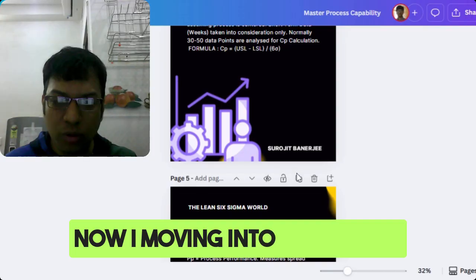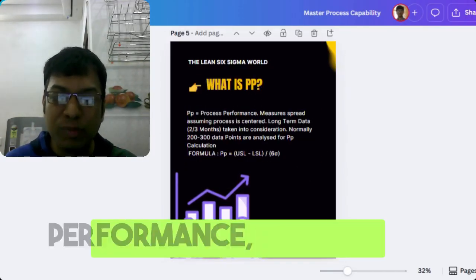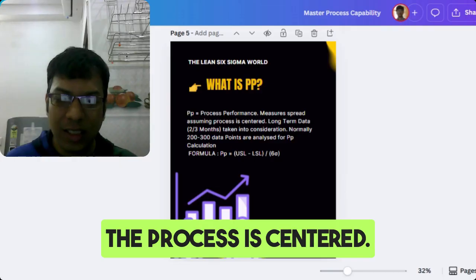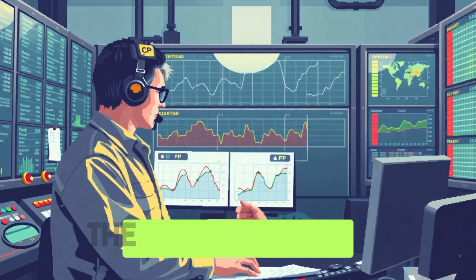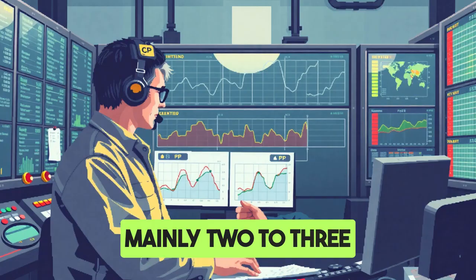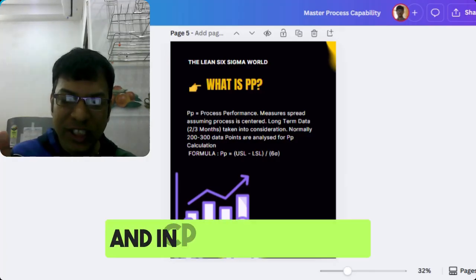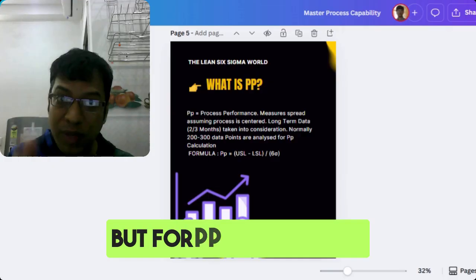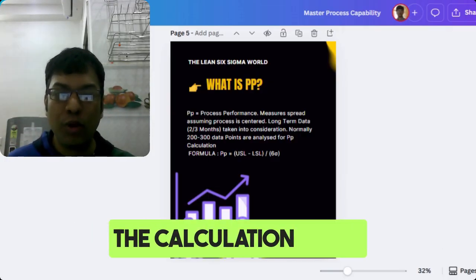Now I am moving into what is PP. So PP is nothing but the process performance. It measures the spread assuming the process is centered. The only difference between CP and PP is that in CP we take the short-term data, but in PP we take the long-term data, mainly 2 to 3 months of data. And in CP we take 30 to 50 data points for analyzing the calculation of CP, but for PP we consider 200 to 300 data points for the calculation of PP.